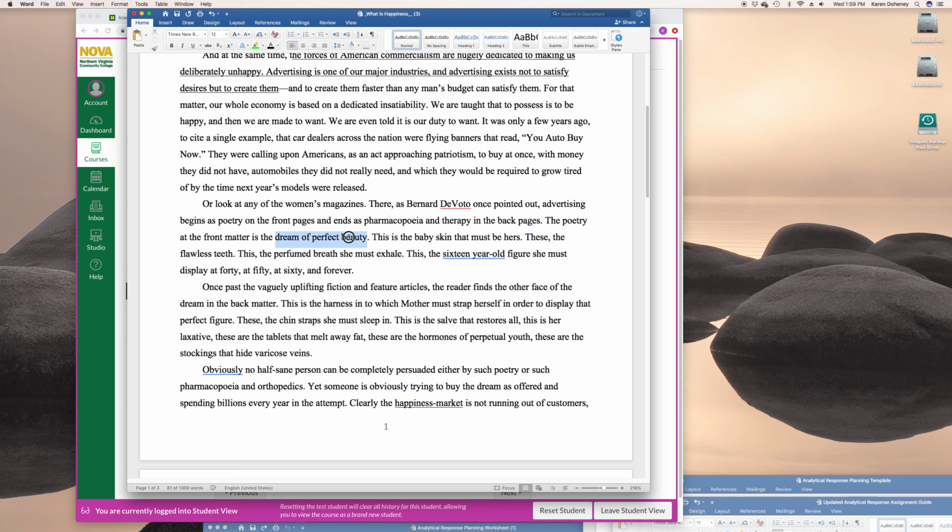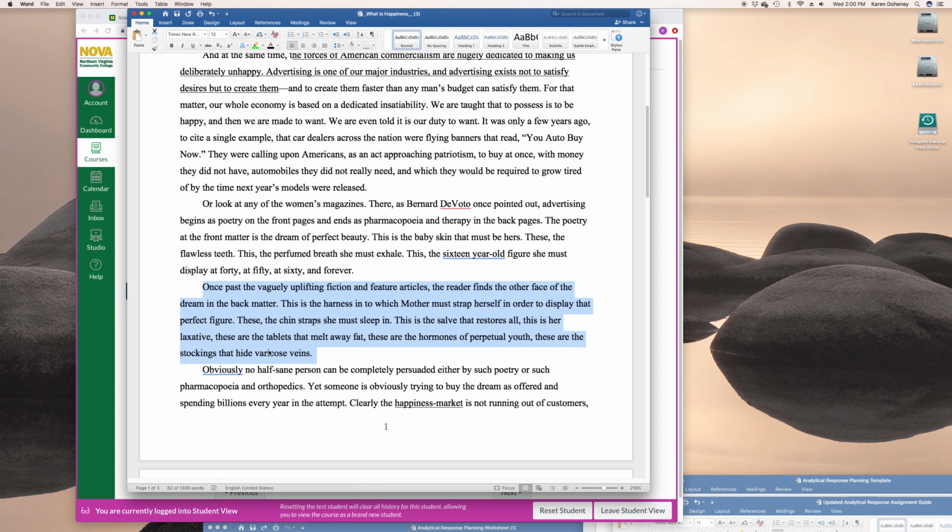So he talks about the dream of perfect beauty and what that looks like, right? And then he talks about in the back of the magazine, you have to buy all this stuff that's going to give you the dream of perfect beauty. Again, I want you to notice the verbal irony. Okay, remember, verbal irony is when we write something, but we don't mean that, we mean the opposite, right?